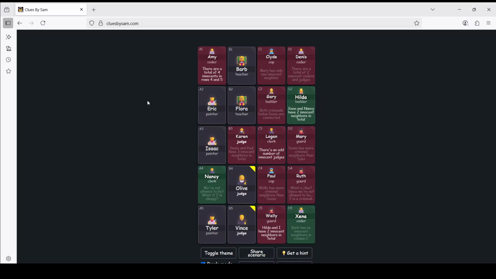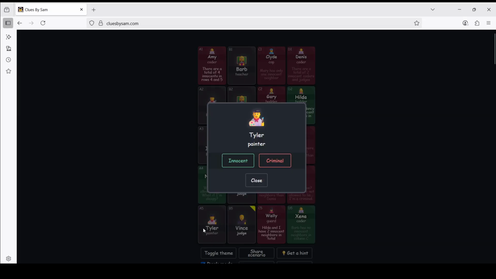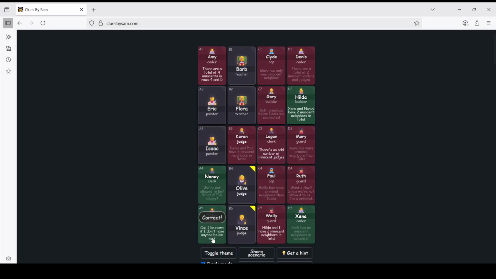Okay, so that means that basically Tyler has to be innocent because Nancy and Xena are both innocent. So that's 2. Olive or Vince, they are in rows 4 and 5, and one of them is going to be innocent, so that's 3. So the only other unrevealed one is Tyler in row 5, so Tyler has to be innocent. Tyler also does not have a new clue for us.